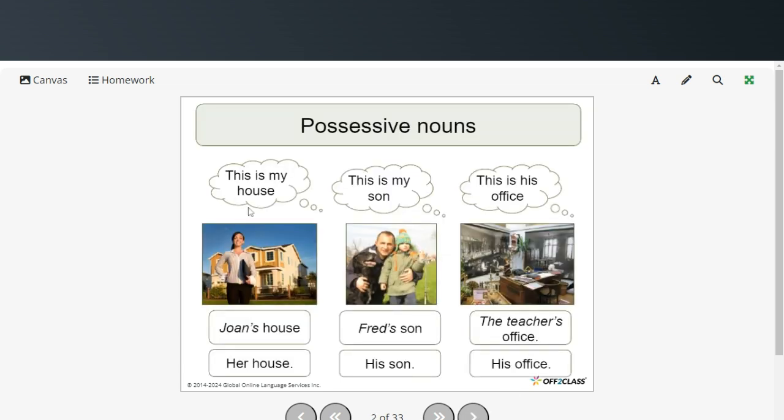Right, possessive nouns. She says, "This is my house." So we can either say Joan's house or her house. This is my son, Fred's son, or his son. This is his office, the teacher's office, his office. These are all ways to make the possessive.